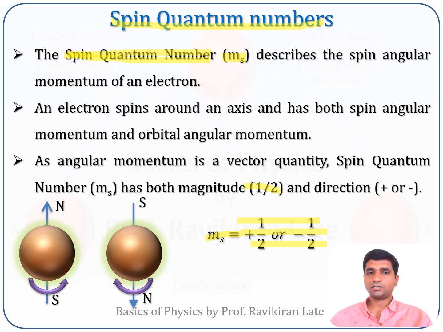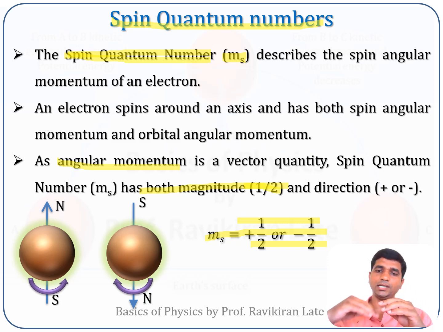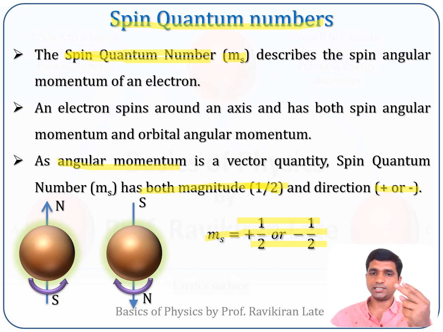As we know that angular momentum is a vector quantity, the electron's angular momentum can have magnitude as well as direction. So the spin quantum number has a magnitude of half, and it can have a direction either along the applied magnetic field or opposite to the applied magnetic field. Depending upon that, the magnitude can have a plus sign or a minus sign. So the spin quantum number can have two values, that is ms equal to plus half or ms equal to minus half.